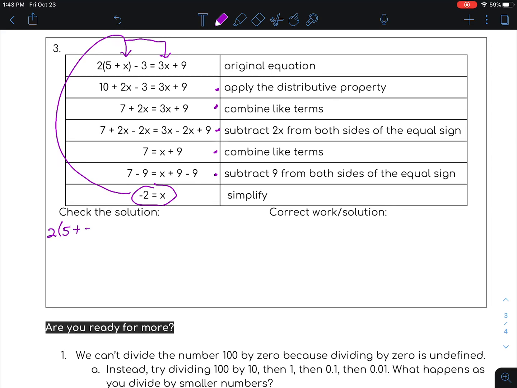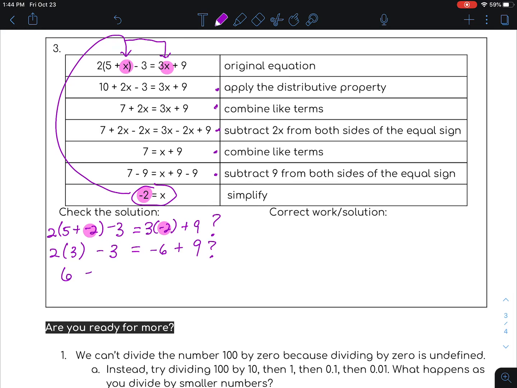So 2 times 5 plus negative 2 minus 3, does that equal 3 times negative 2 plus 9? I'm going to highlight again what we did there. We're taking that negative 2 and putting it in every place we see the x, so here and here. Then we're trying to see, is this true? Let's be careful here. 5 plus negative 2 would be 3, so that ends up as 2 times 3 minus 3. 3 times negative 2 is negative 6, so negative 6 plus 9.